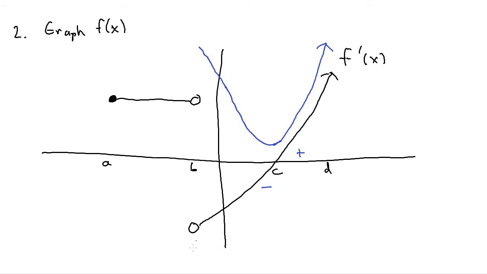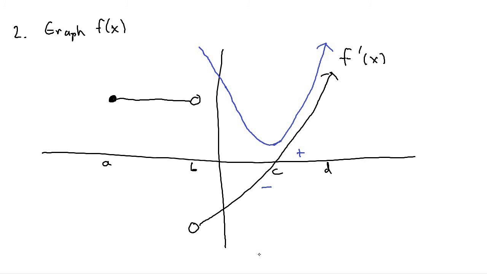And on top of that, we also know from B to C that f prime is below the x-axis, so the graph must be decreasing. And on top of that, the y values are also getting closer to 0, so the slope is also getting closer to 0 from left to right.